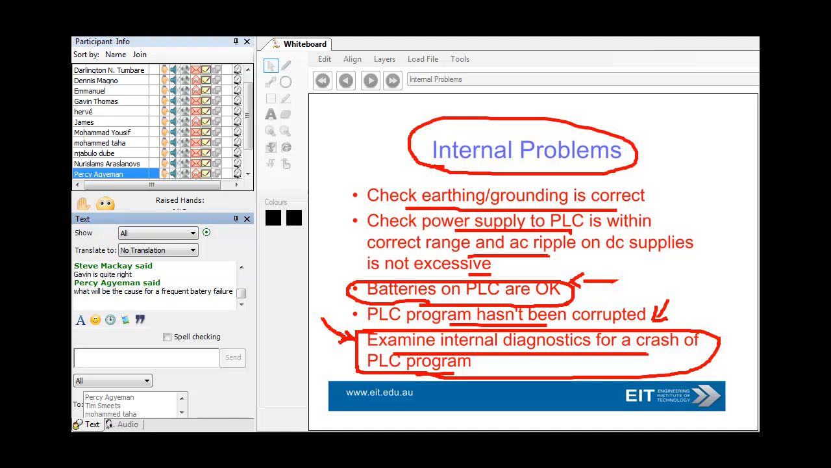Percy says, what would be the cause of frequent battery failure? Yeah, look, battery failure in the context of the PLC, Percy, is just really a backup battery for the memory of your PLC. So after 3 years, battery stuffed, and of course, bang, you've got a problem. But as I said, very unusual.